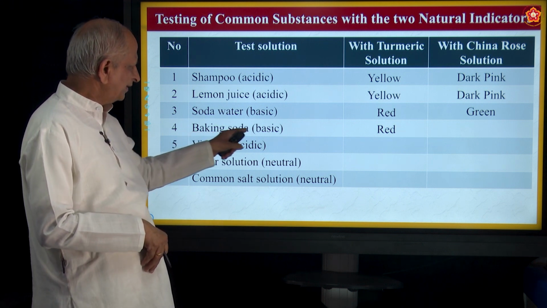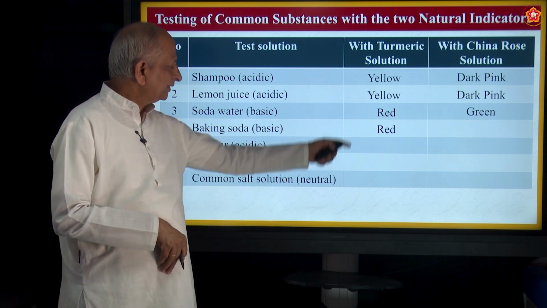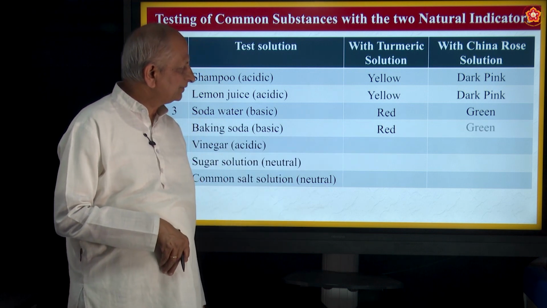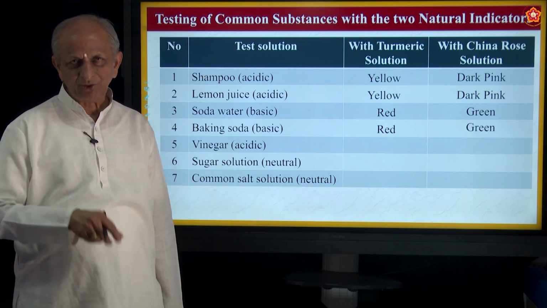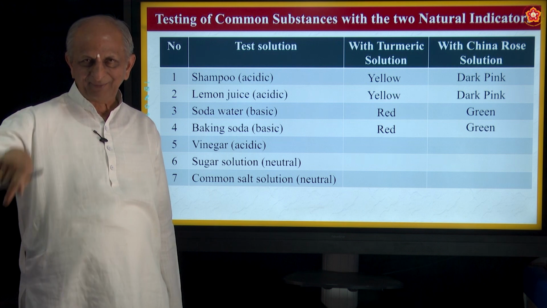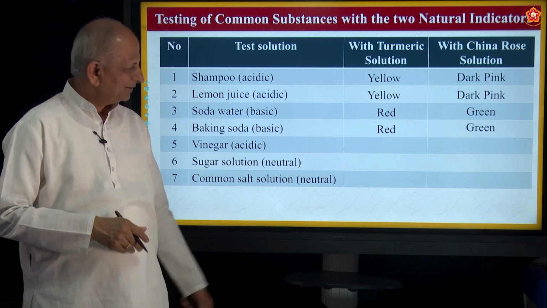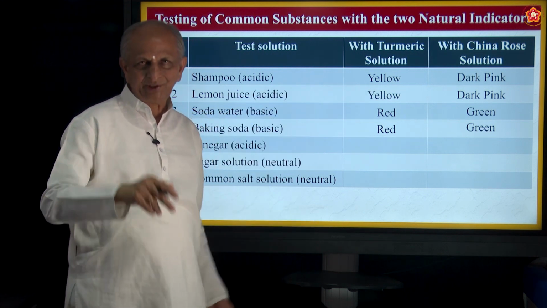Baking soda, again that is basic in nature. Turmeric solution gives red. China rose gives green. Note down, note down. In the book, the table is there, but it is not filled up. You have to write it down. Okay.